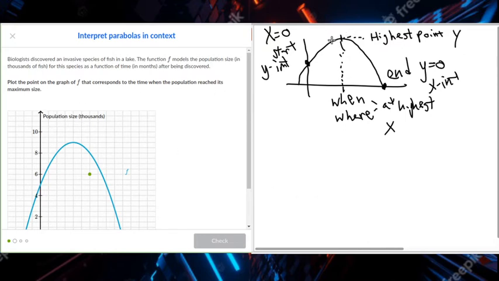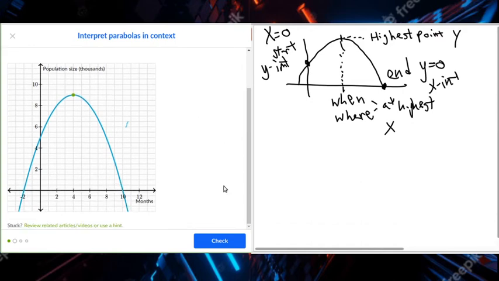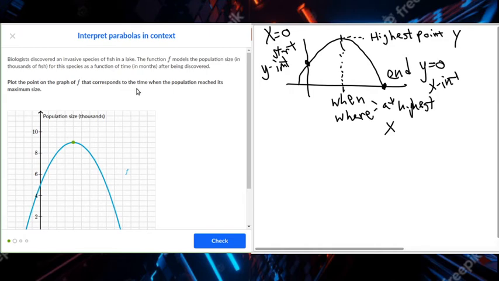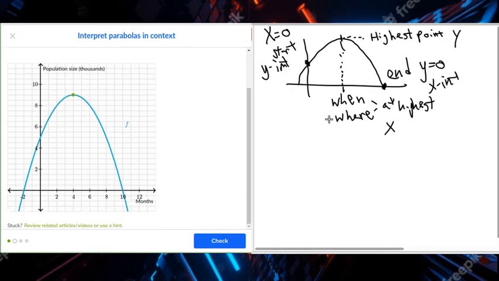So here they want the maximum. They're asking for the highest point. And then they're not asking for the highest point. They're asking when here, the time when. So the answer would be 4, right? And at 4 months, they have about 9,000 fish, but they're asking for the time. So, like I said, there's going to be four things to ask, really.